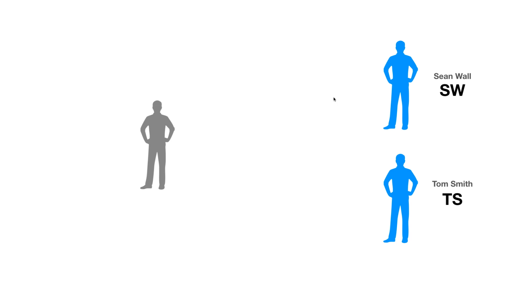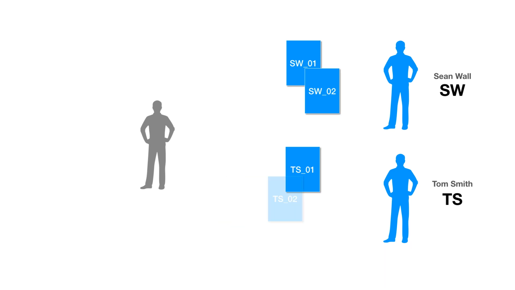So instead of using IN01, 02, 03, 04, the method that I showed you just now, I am using a new set of codes, like this. As you can see, the first invoice that is sent to Sean Wall is going to be SW_01, and the second one is going to be SW_02. And for Tom Smith, it's going to be the same thing, but TS01, 02, 03.